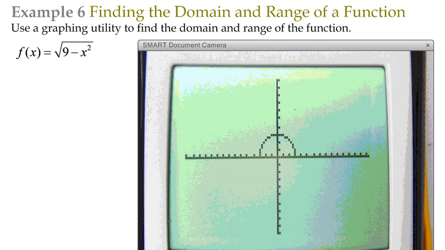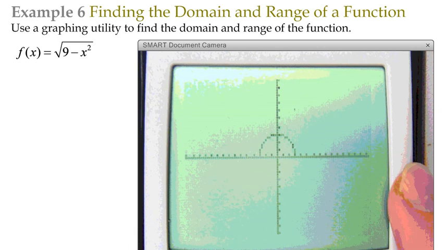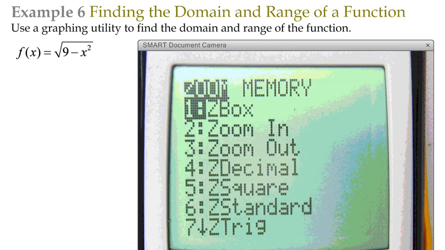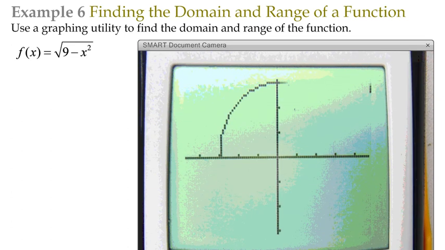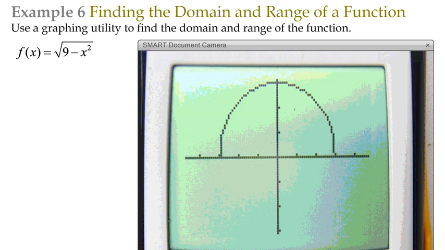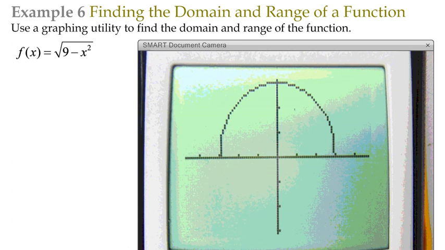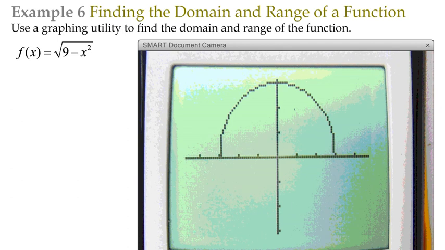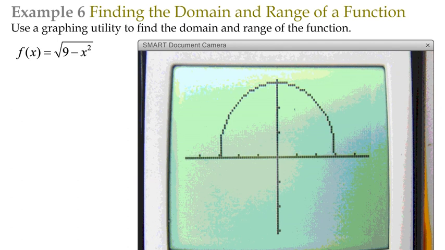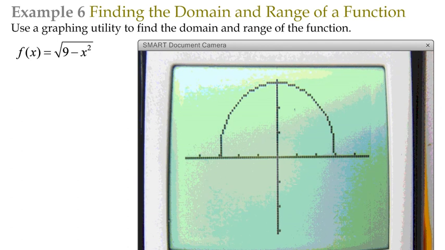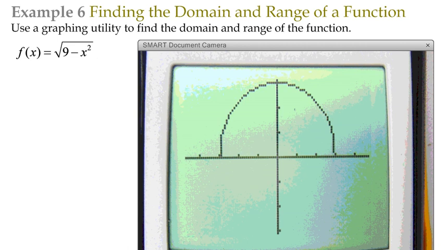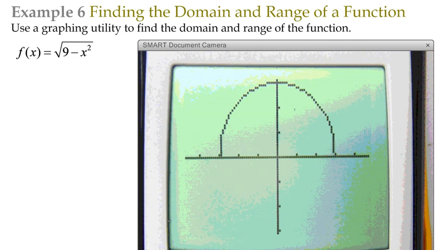Okay, and let me try this real quick. If you do zoom, and then do a decimal, that looks like a nice circle too right there. So different viewing windows may stretch it a little differently. You just have to be careful there. This is really not an oval. This is a semicircle, half a circle here.